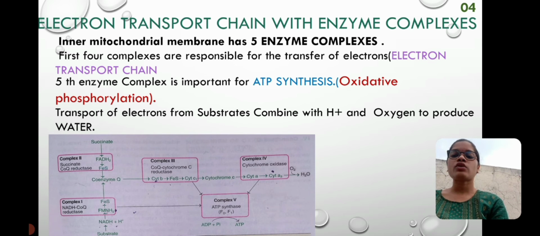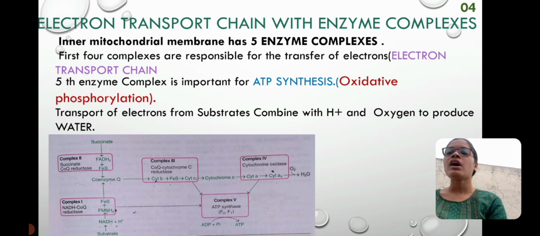In the place of coenzyme Q, vitamin K performs a similar function and performs the electron transport chain. Here you can observe that from succinate, which is the substrate, the electrons are transferred from FAD, which is converted to FADH2, and those electrons are transferred to FeS, the iron sulfur protein.